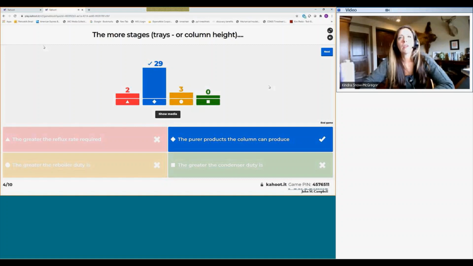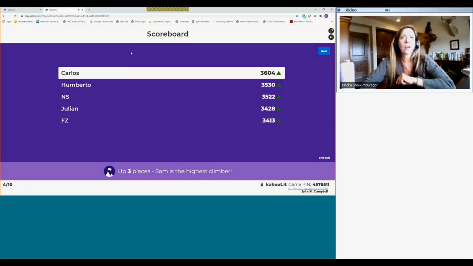All right, excellent job. The more stages, trays, or column height, the purer products that column can produce. Excellent job. Carlos is back in the lead, followed by Umberto.